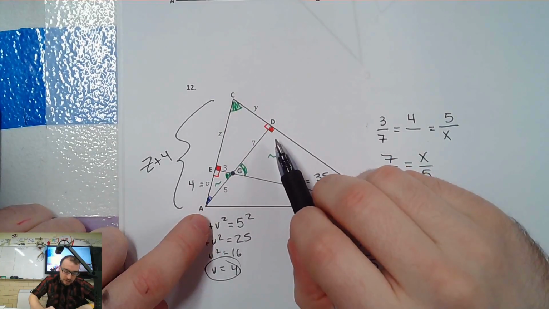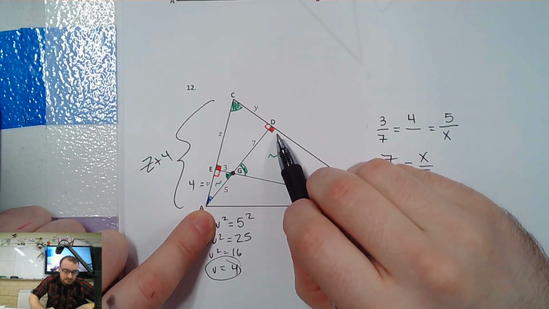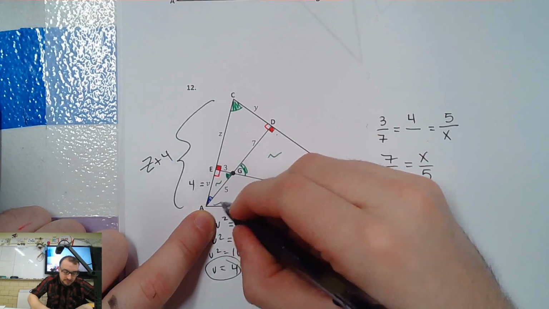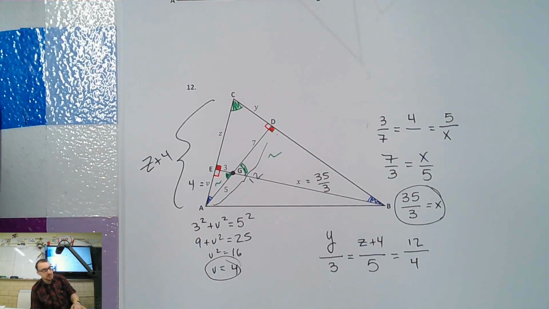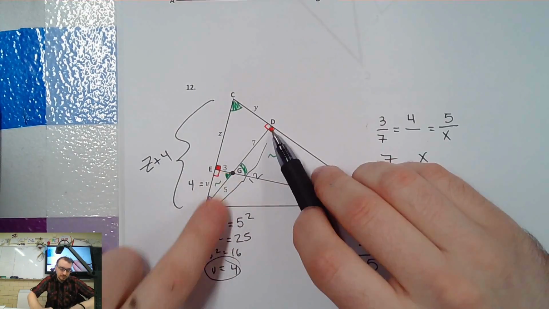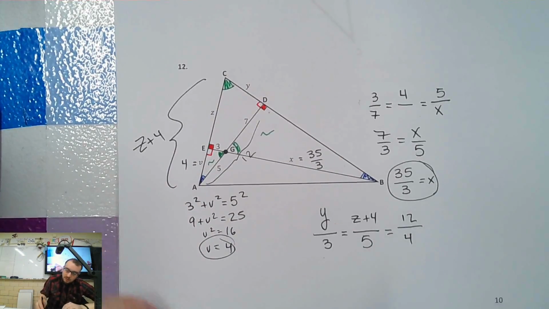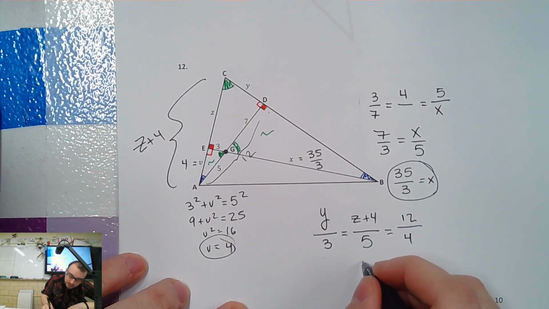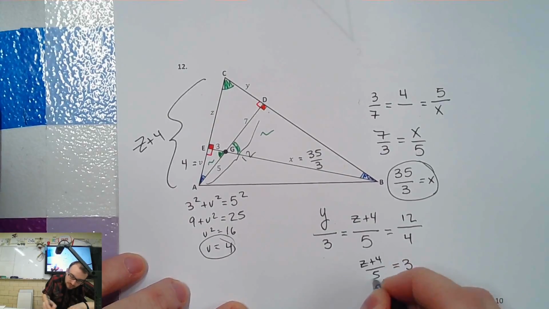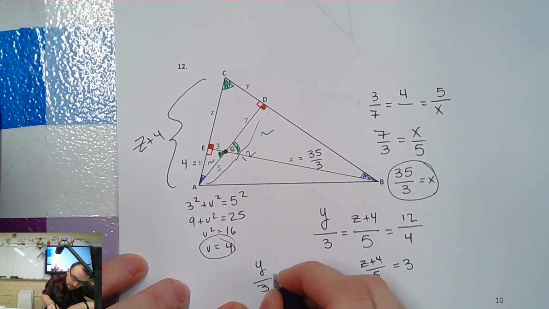On the big triangle, what's between red and blue? I want a number. 12. It'll happen to you. You'll say 7. 7's not part of a triangle, right? It's not a side of a triangle. It's a piece of one. Whole thing's 12. What's 12 divided by 4? So all these are going to equal 3 when you simplify. So z plus 4 over 5 will equal 3, and y over 3 will equal 3.